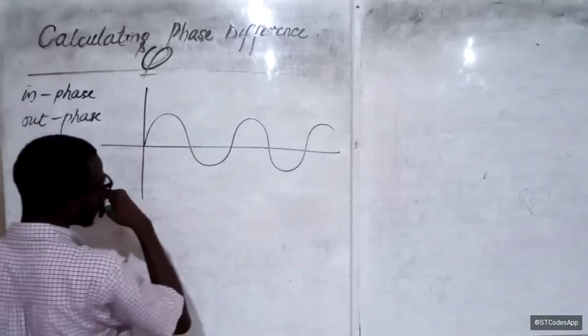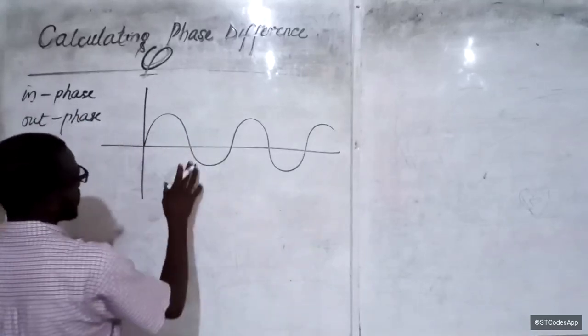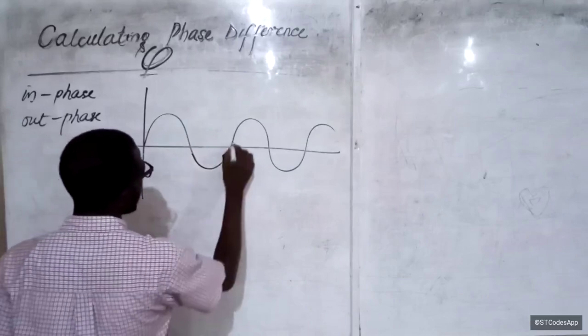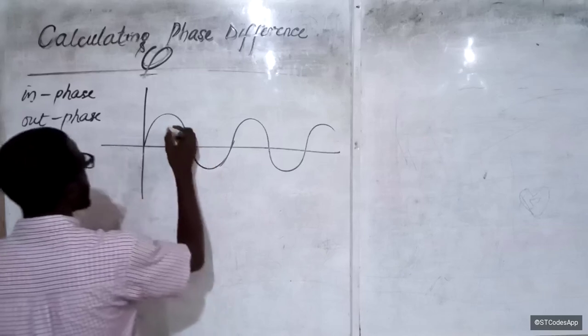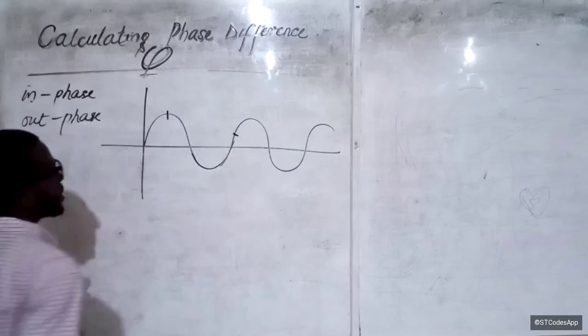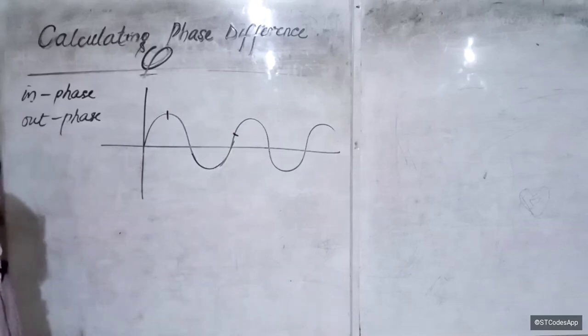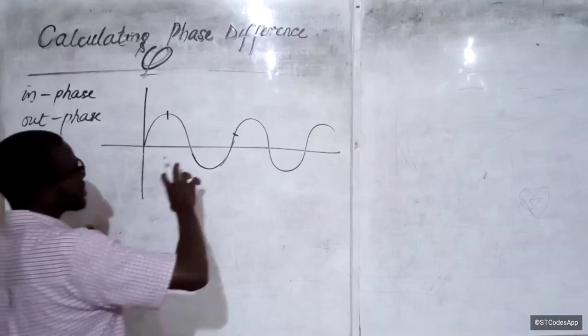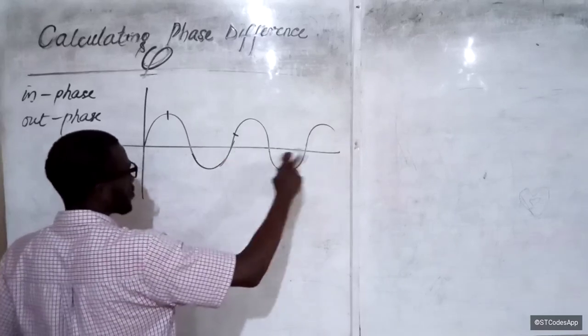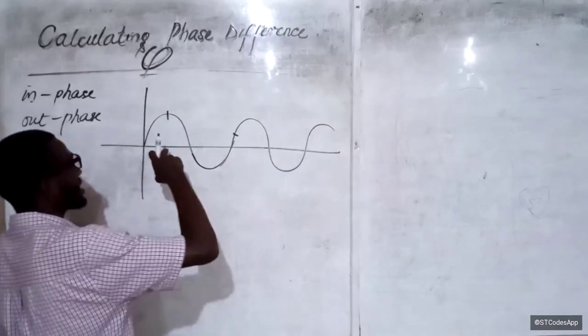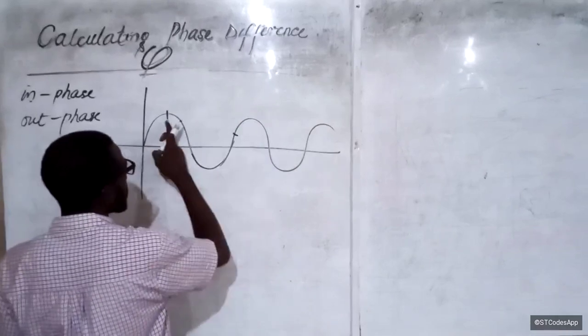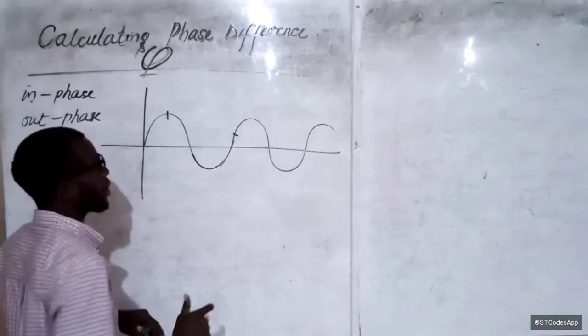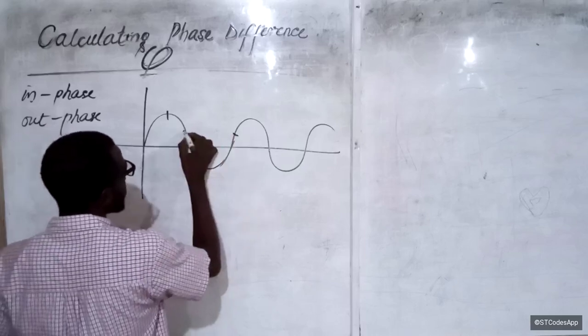Now if I pick these two points, for example, this point and this point, looking at them, they are not in phase. Why? Because they do not have the same distance from this point of displacement, and they are not at the same point on the graph itself. You look at it well.